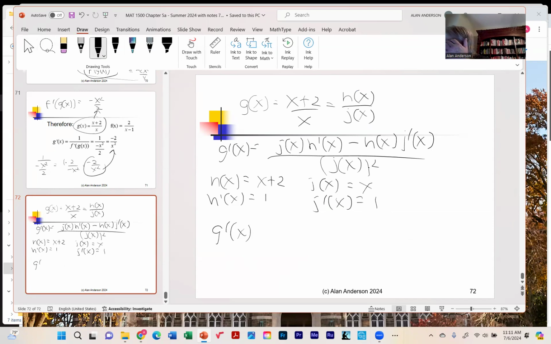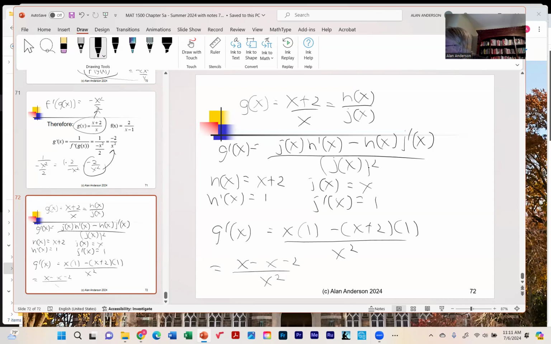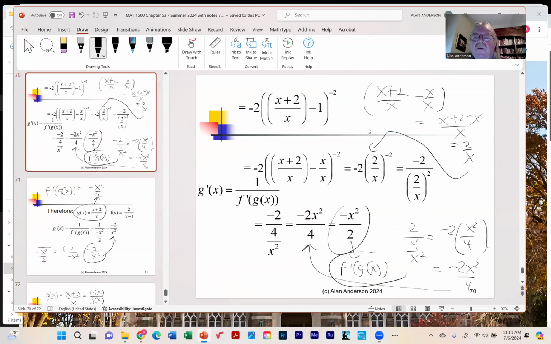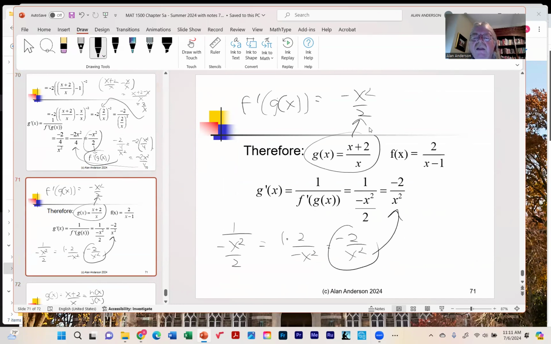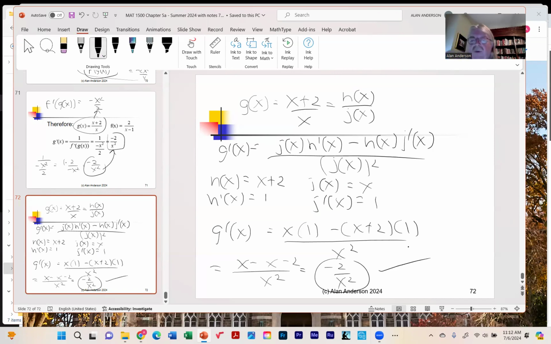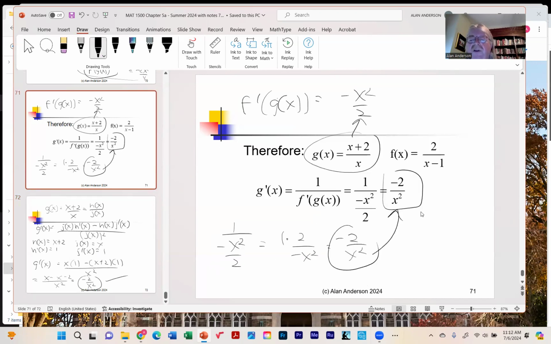So you've got g prime of x will be x times 1 minus (x plus 2) times 1. There we go. So in other words, we proved that, wait, you got negative x squared over 2? Oh, right, because the final answer, I was looking at the wrong thing. Minus 2 over x squared is our final result. And that's what we got here. So in a case like this, you might have been better off just doing the quotient rule directly, but it's good to know that you have another option available to you.